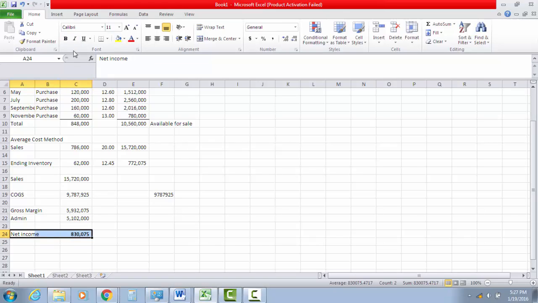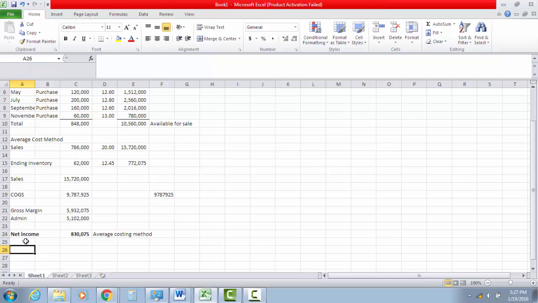So remember, in order to come up with net income, and again, this is on the average costing method, I first need to figure out what my value of ending inventory is so that I can back into the cost of goods sold. So now let's take a look at it using the FIFO method.